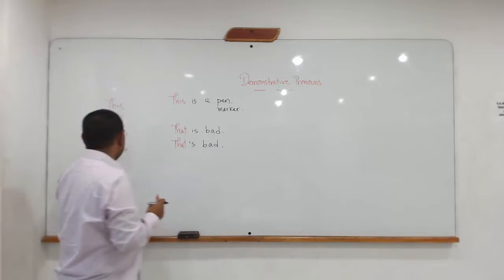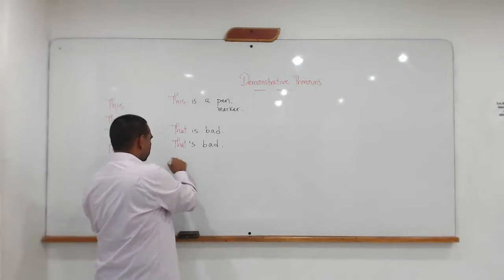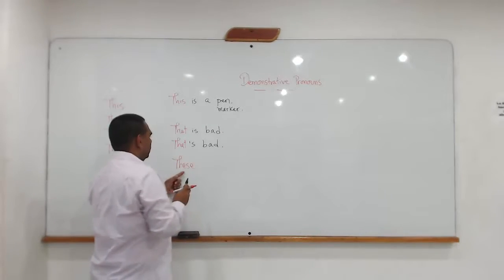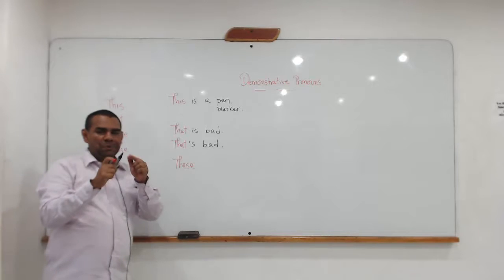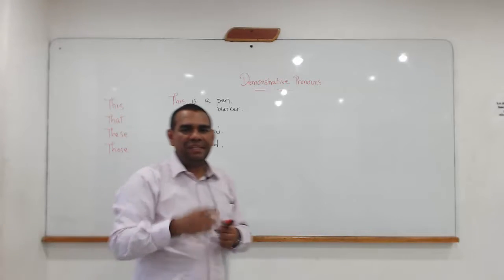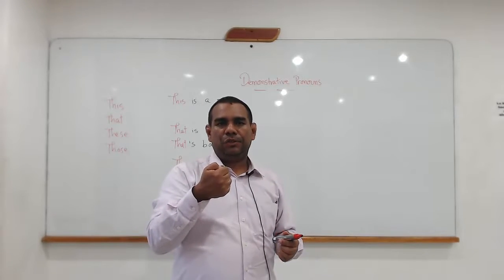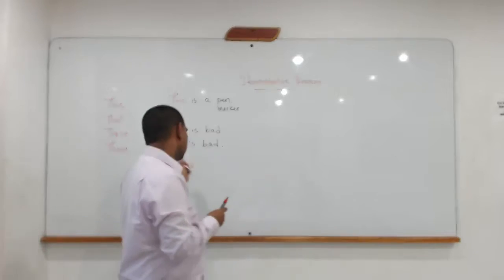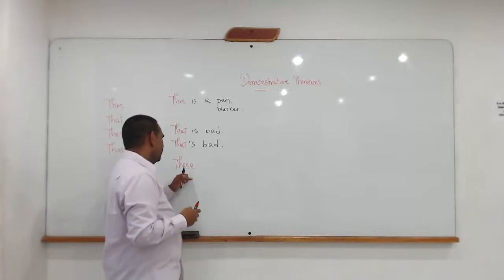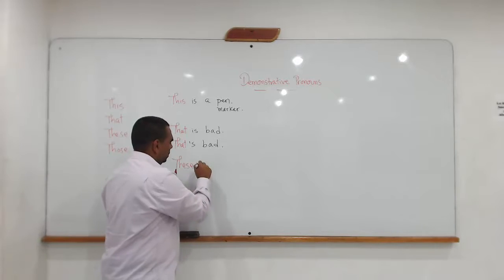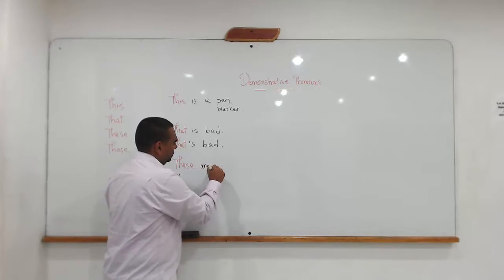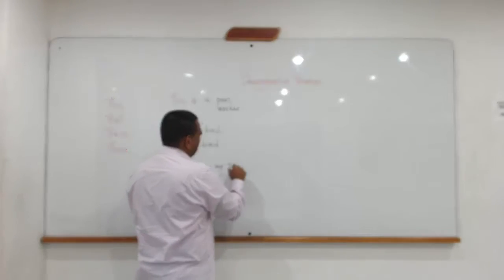Now, let's continue with these. Okay, these. That is for you to refer to things you have near you. And these are in plural. Let's use the same term. These are my parents.